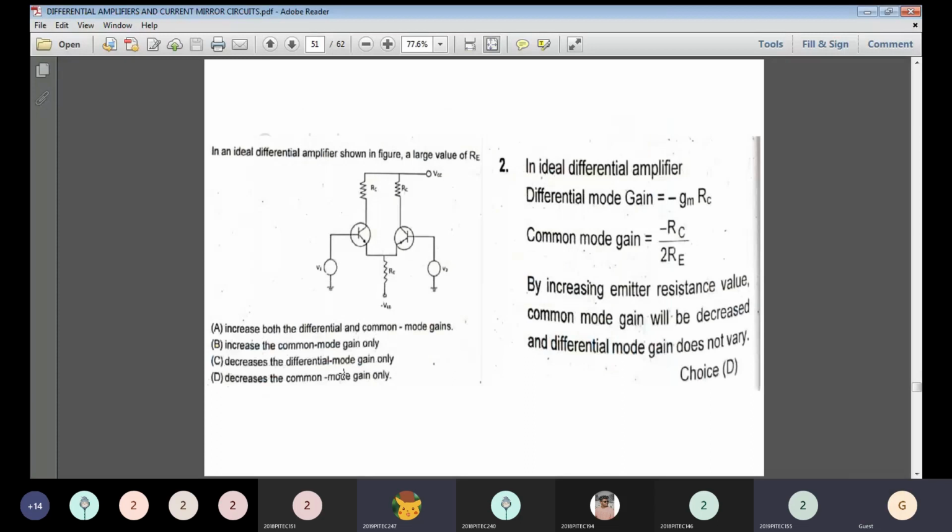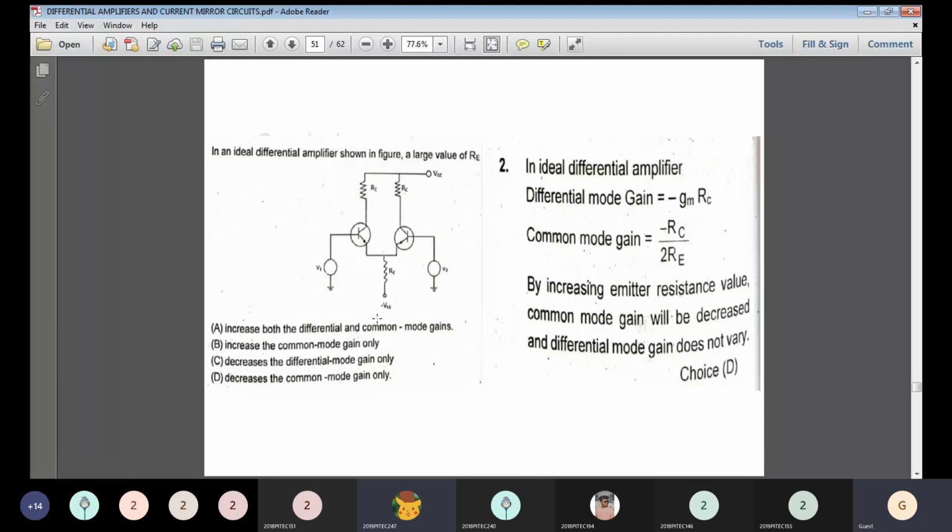So this is the next question. In an ideal differential amplifier shown in the figure, a large value of Re. So what type of configuration is this? This is a differential amplifier with dual input V1 and V2 and balanced output case. So consider these four options.